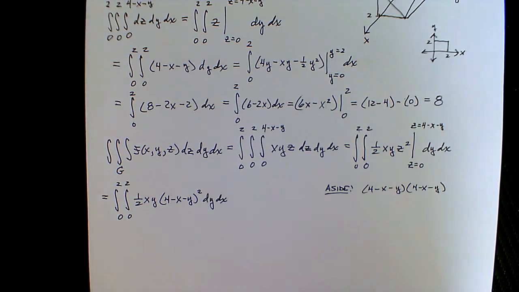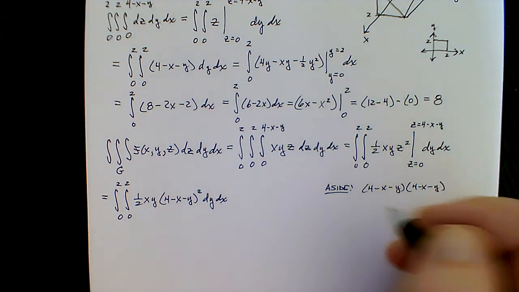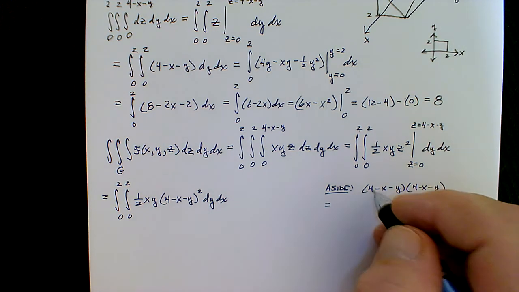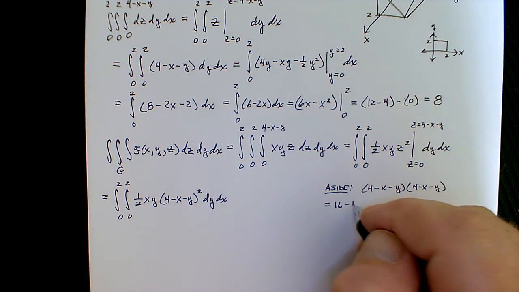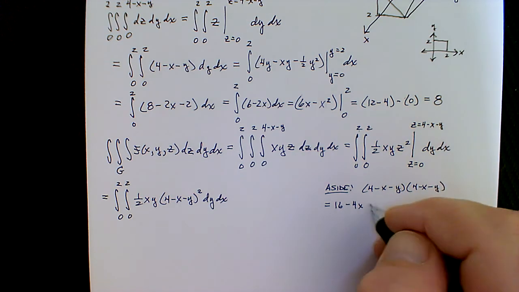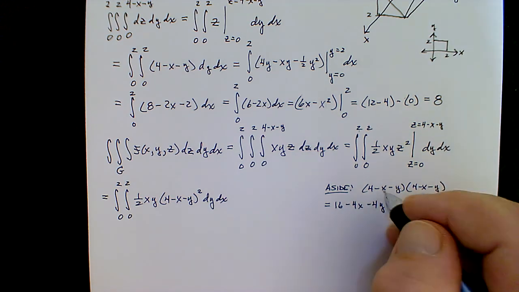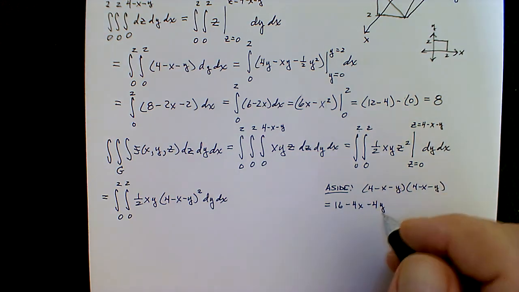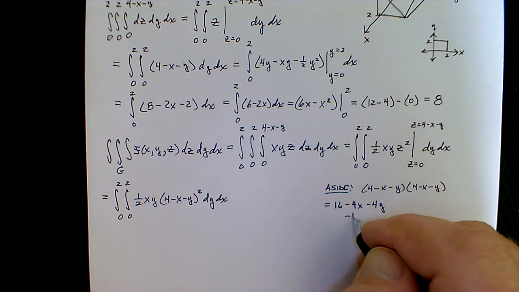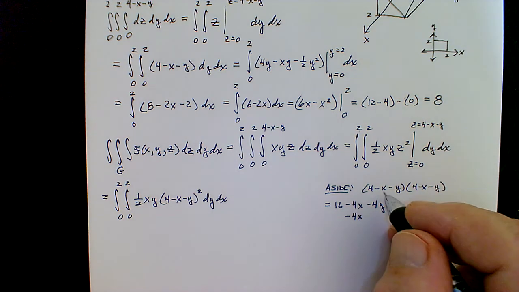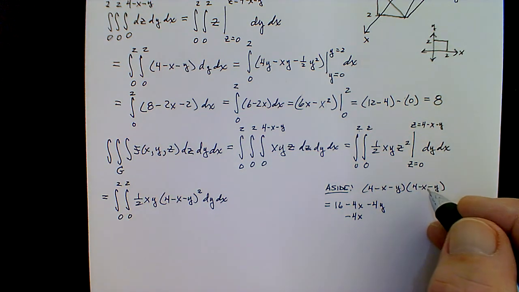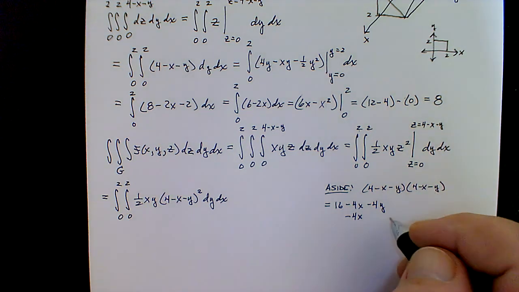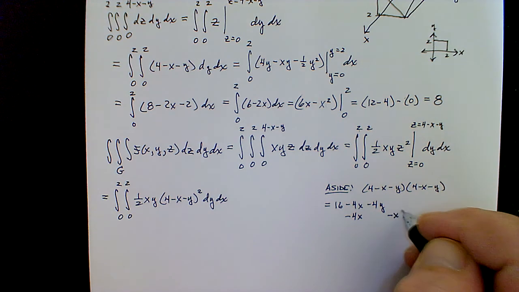Triple distributive: 4 times 4 is 16, 4 times negative x is minus 4x, 4 times negative y is minus 4y. Then minus x times 4 is minus 4x. I'm going to be clever here and line it up neatly. Minus x times minus x would be minus x squared. Put that out to the side. Minus x times y is minus xy.